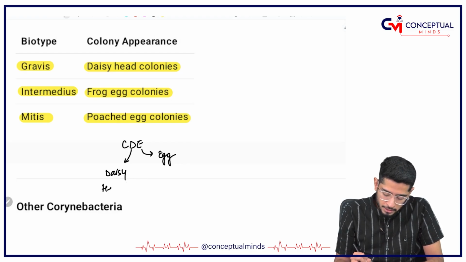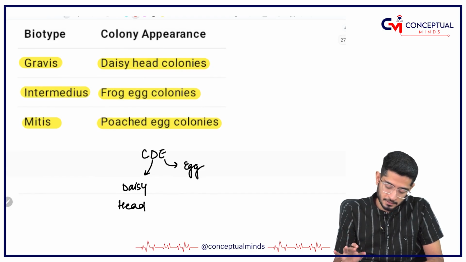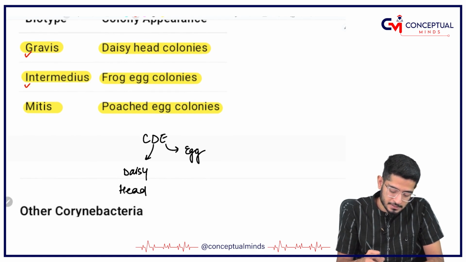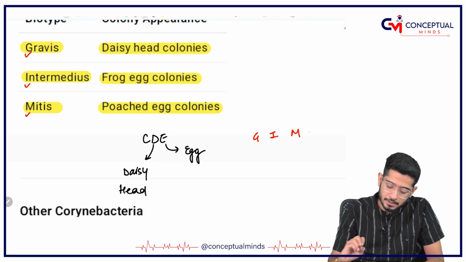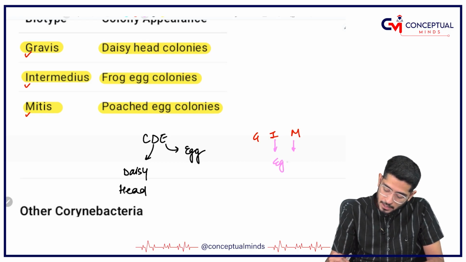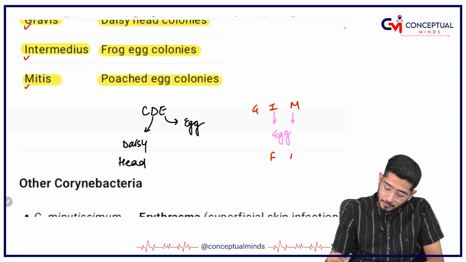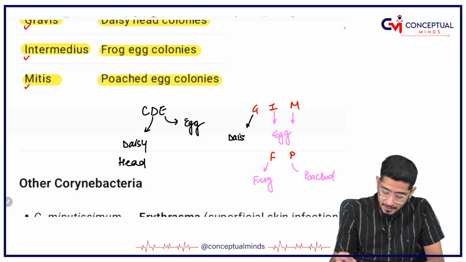The colony morphology is clear to you, and now please understand a very simple thing. You have to write it alphabetically: gravis, intermedius, and mitis. Intermedius and mitis, both of them are going to have egg colonies, and then you write them in alphabetical order. Firstly F is going to come, then P. F for frog egg colonies, and then P for poached egg colonies. The remaining one is the first one, the daisy colony.